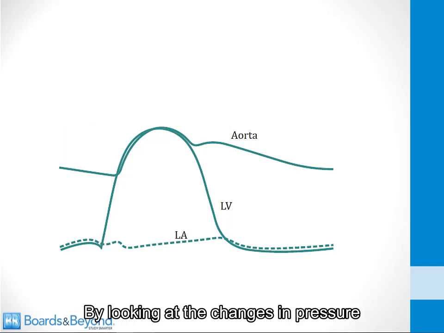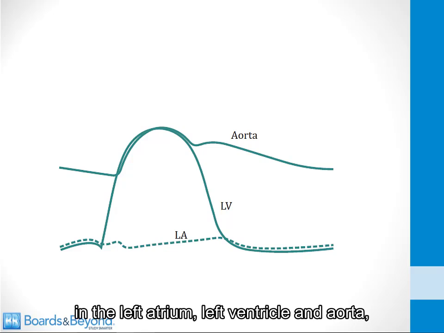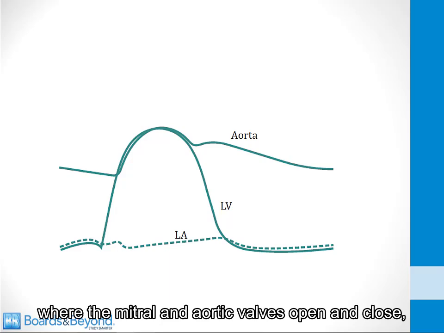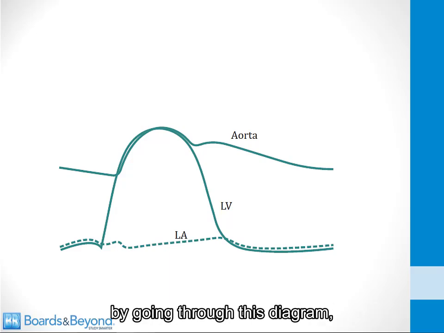I've cleared away my ink so I can make some other important points about this portion of Wiggers diagram. By looking at the changes in pressure in the left atrium, left ventricle, and aorta, you can determine where the mitral and aortic valves open and close, and you should be able to do this by going through this diagram.